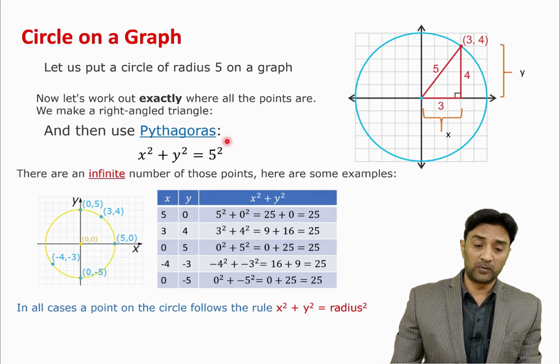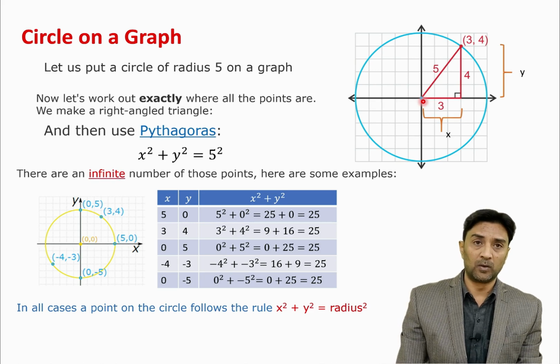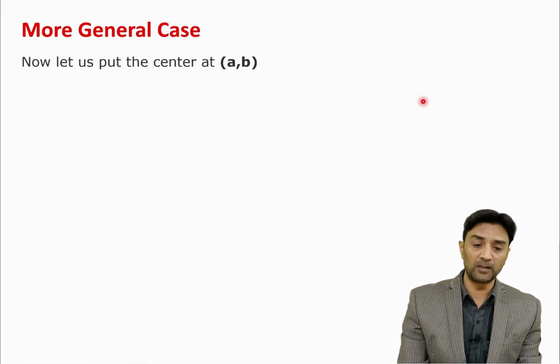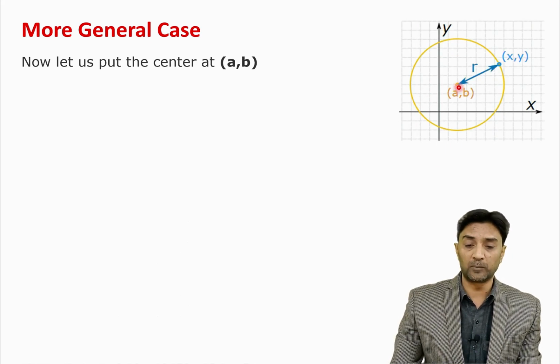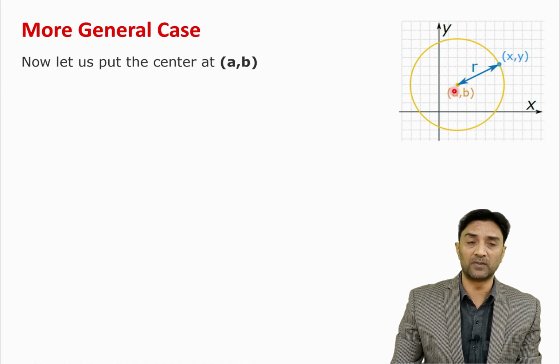You can see that the center of this particular circle is at the origin. So what would happen if we take a generic circle whose center is not at the origin? That would give the more general case. Now let us put the center at (a, b). A is the distance in x from the origin and b is the distance in y from the origin, and this is the location of the center.